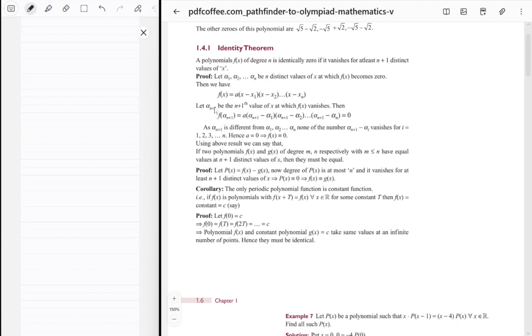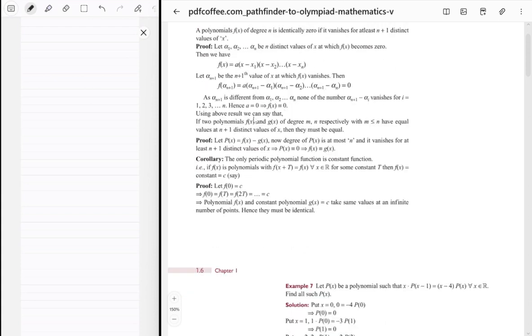What's this thing? Let alpha n plus 1 be the n plus 1th value of x at which f of x vanishes, then f of alpha n plus 1 is equal to 0. Okay, but then this is going to happen, right? One of them must be 0. So alpha n plus 1 cannot be different from all of these, right? And if it is different, then a must be 0. That's the only way. Makes sense? Yeah.